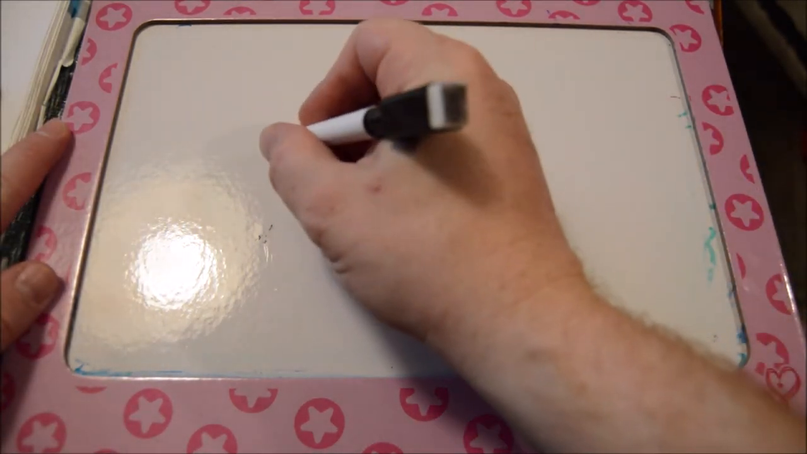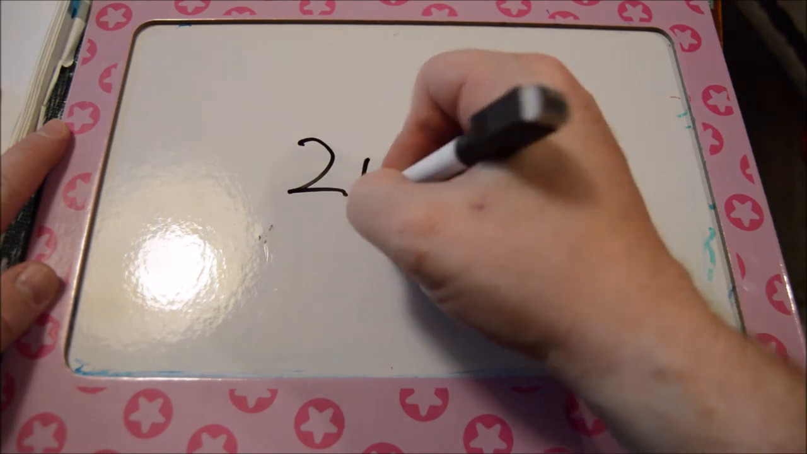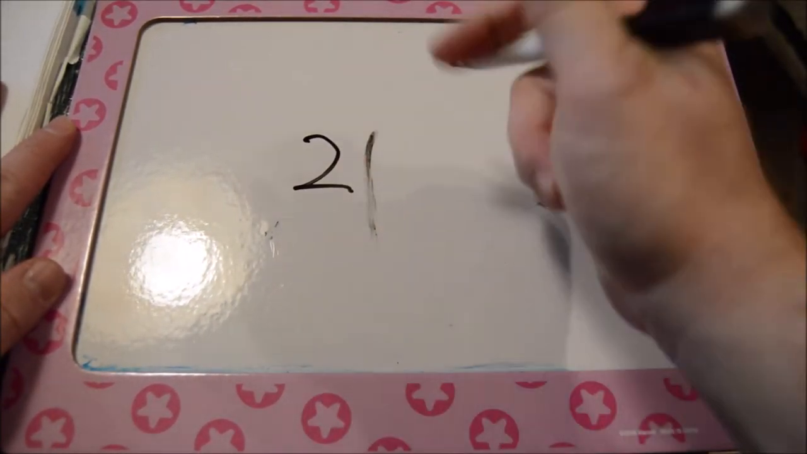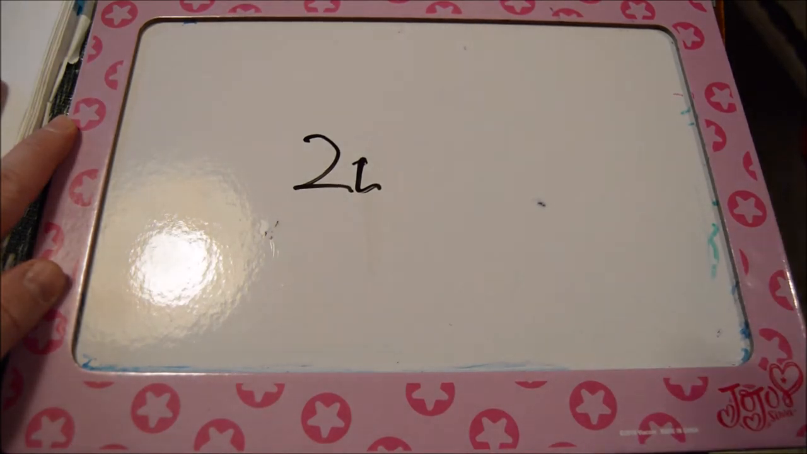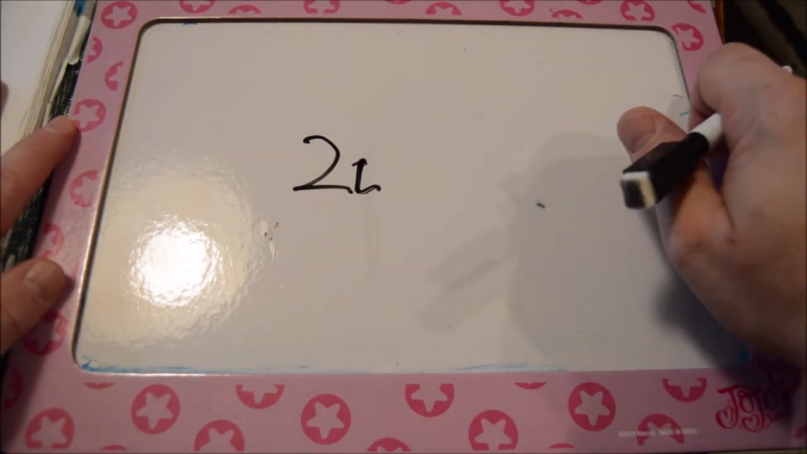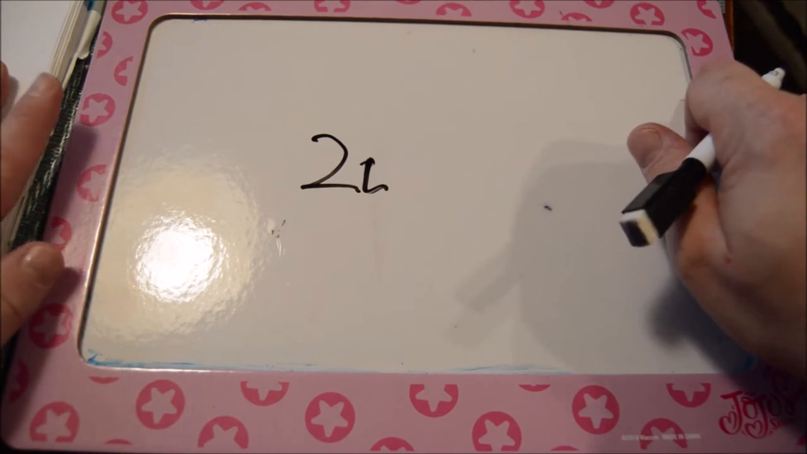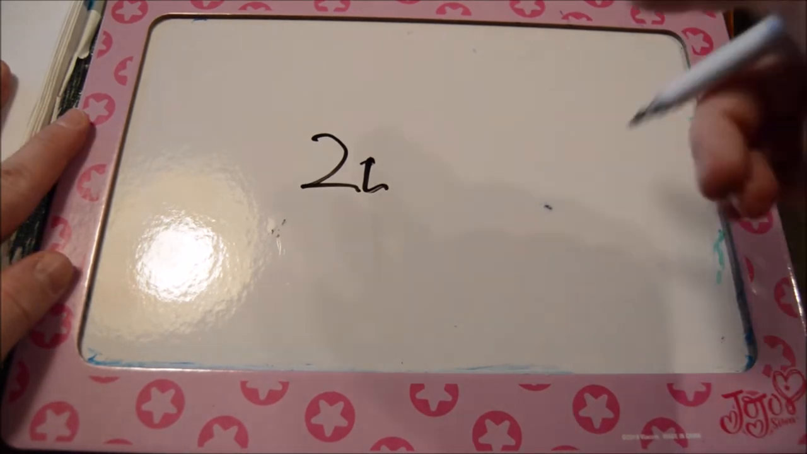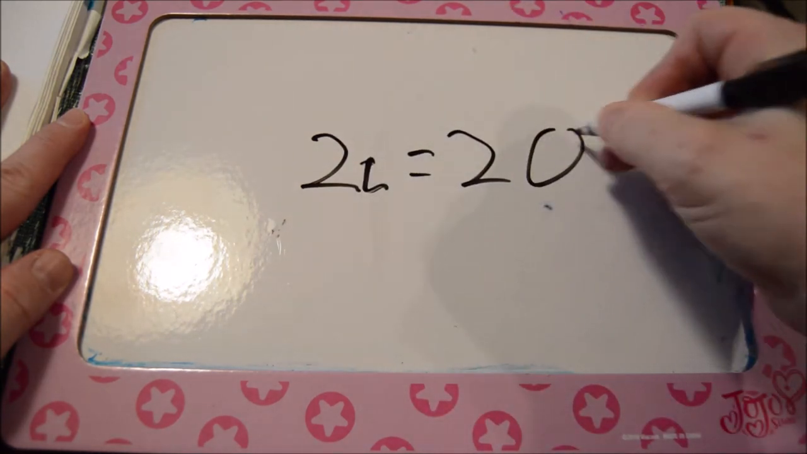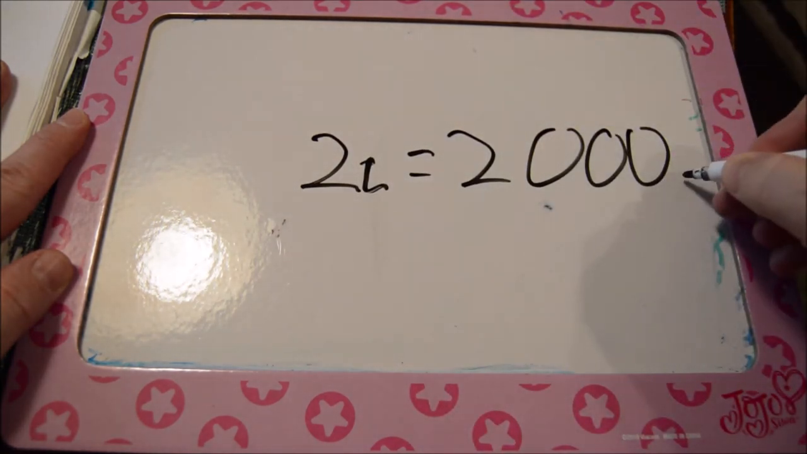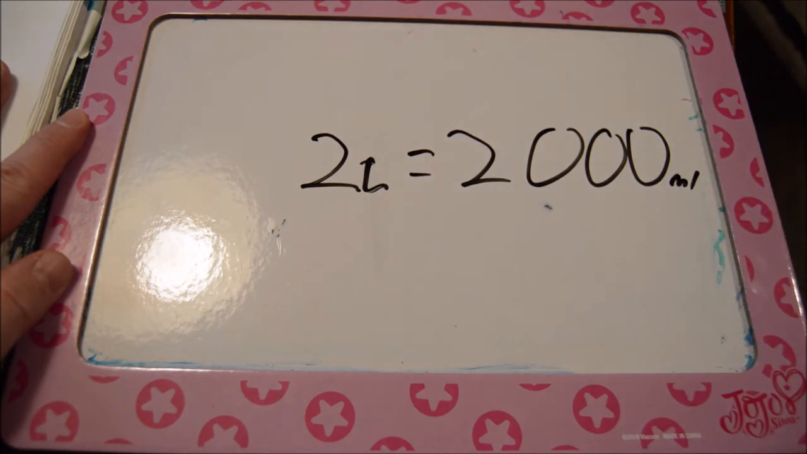Let's say we've got a 2 liter Dr. Pepper. And if I were to ask you, oh, 2 liters, huh? Well, how many milliliters would that be? Well, I can quite quickly tell you that 2 liters is equal to 2,000 milliliters. It's very easy to do this. I can do it very quickly.